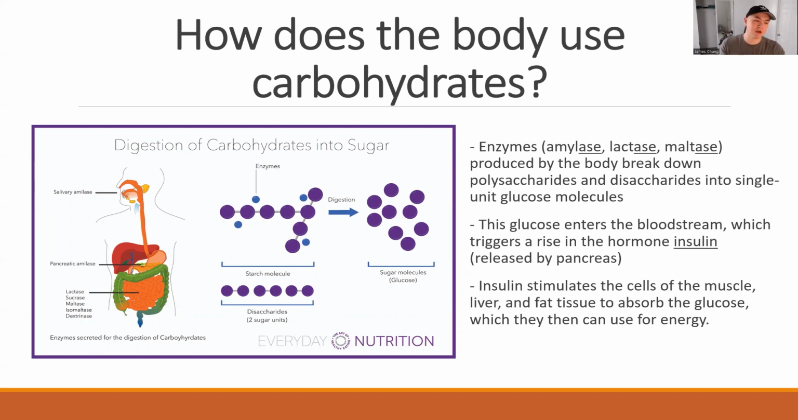This glucose enters the bloodstream where it triggers a rise in the hormone insulin. This is released by the pancreas. Now, this insulin hormone is very important, and I'm going to be discussing more of it later, so put it in your back pocket for now. Insulin stimulates the cells found in muscle, liver, and fat tissue to absorb the glucose. And once that glucose is pulled up into the cell, they can use it for energy.